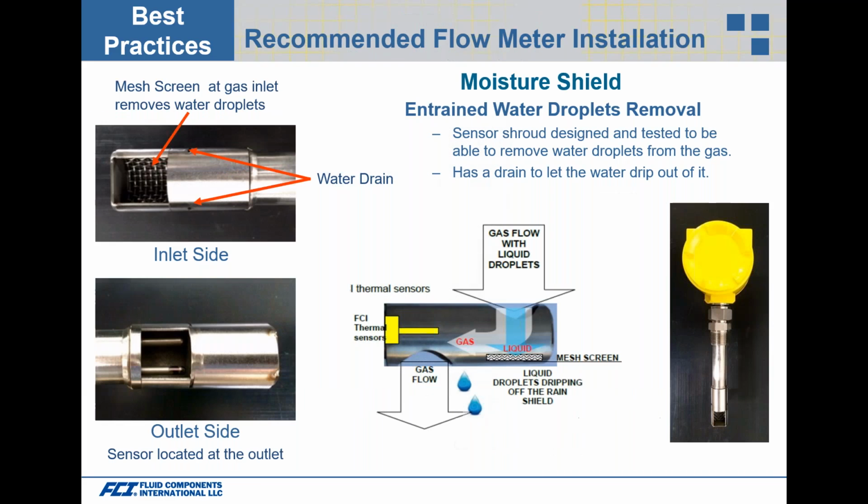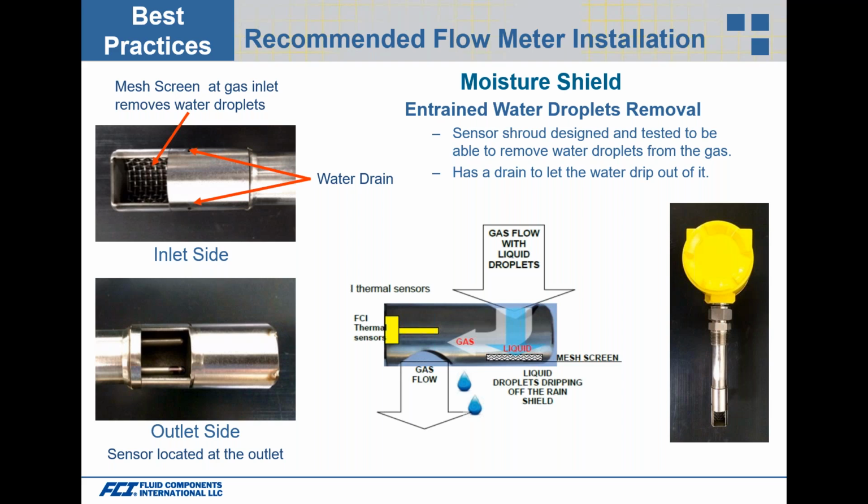And there's another option or solution that's available, and you can use a moisture shield. Here we have shown on the left-hand side, top picture, where the gas is passing into this shield, the shroud, and that shroud has a mesh screen. That mesh screen actually knocks out any kind of water droplets. And this shroud also has drain holes so that that water can drain out of that shroud.